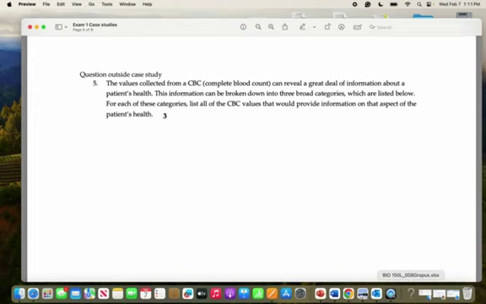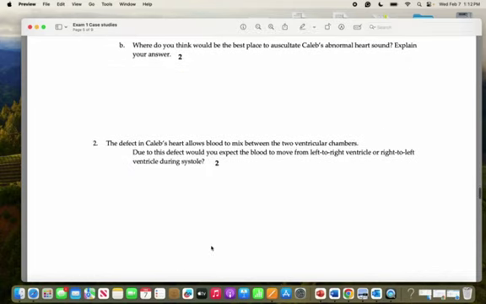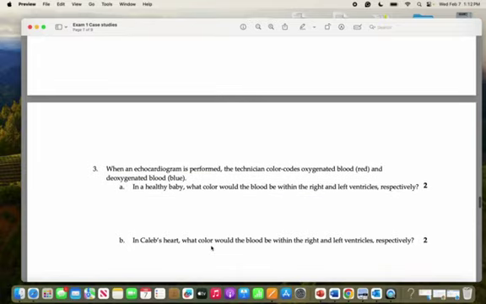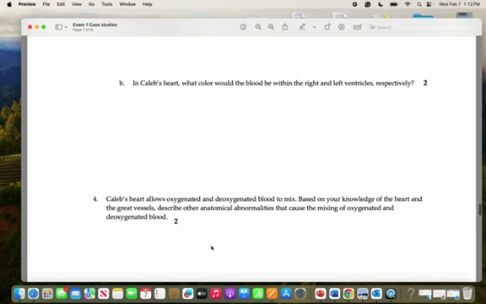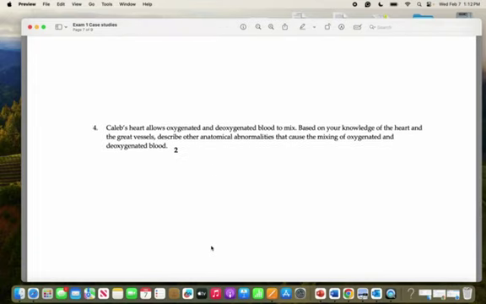The next one is about the heart. So it's talking about congenital heart diseases. Okay. All right. So we'll go to question number 4. That's the most important question.